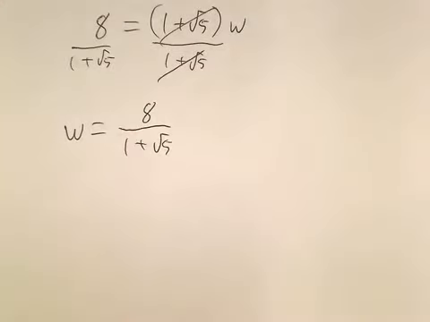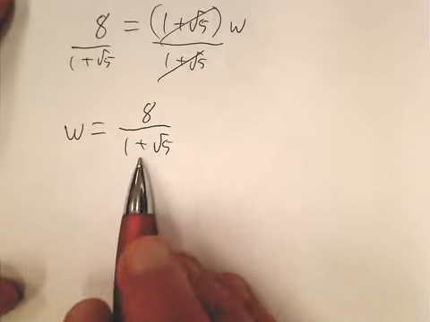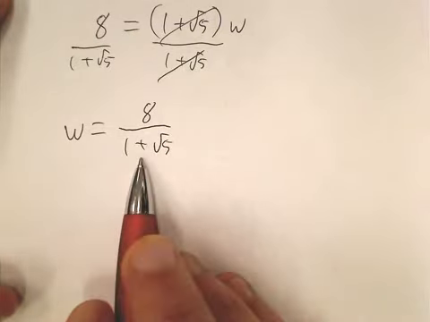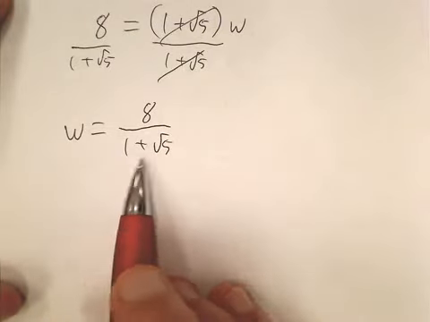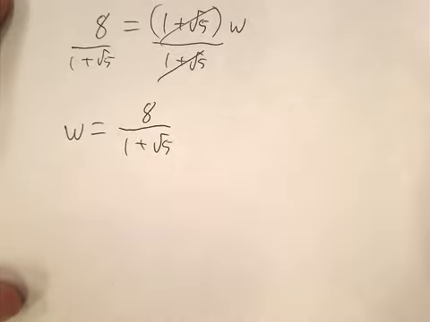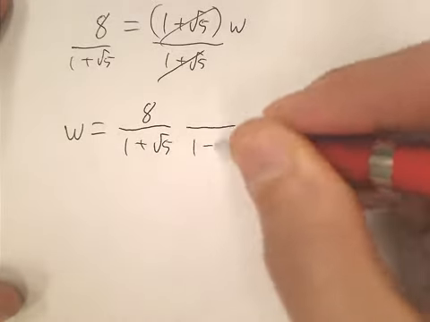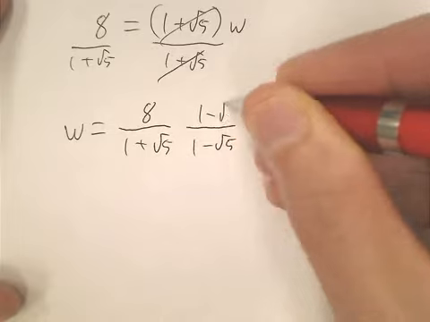Now I have a root in my denominator, but it's part of a binomial. So if it's part of a binomial, I need to multiply by the conjugate. I need to change that sign. I know we didn't use that word very often, and we're not going to worry about it too much here. But if I want to get rid of a radical in my denominator, I need to change the sign and multiply by that. So 1 minus root 5, 1 minus root 5.